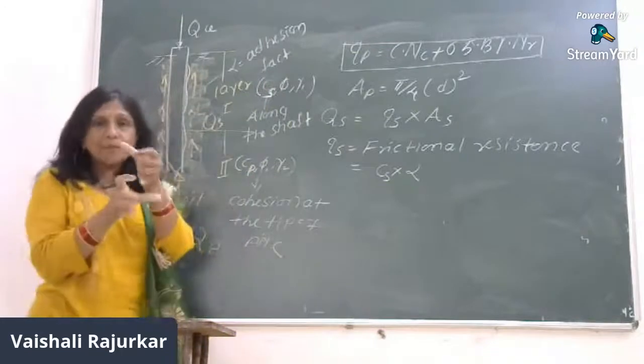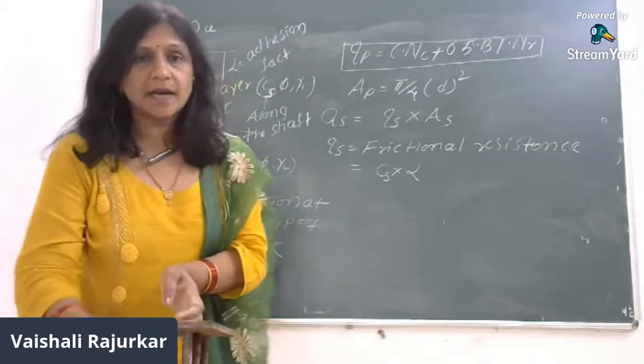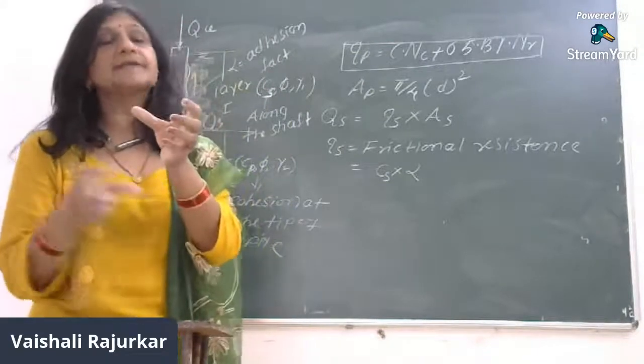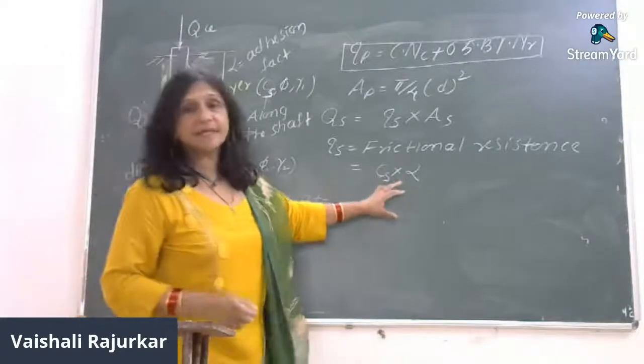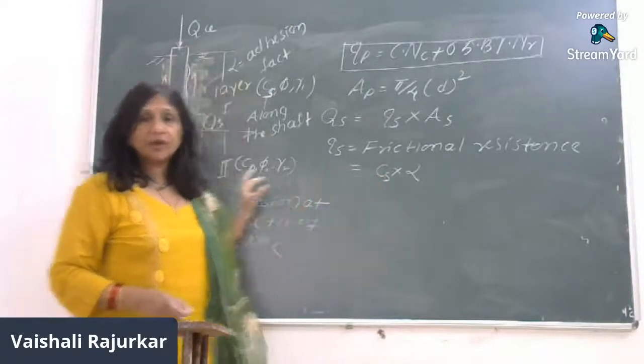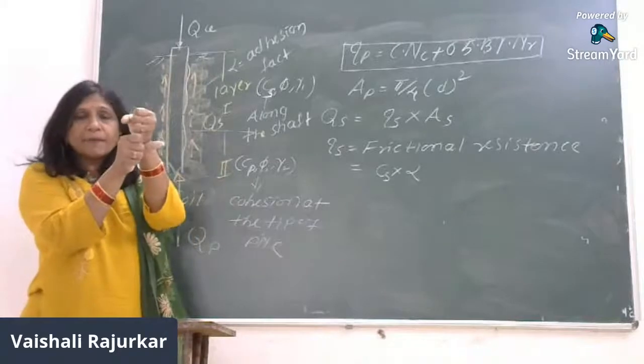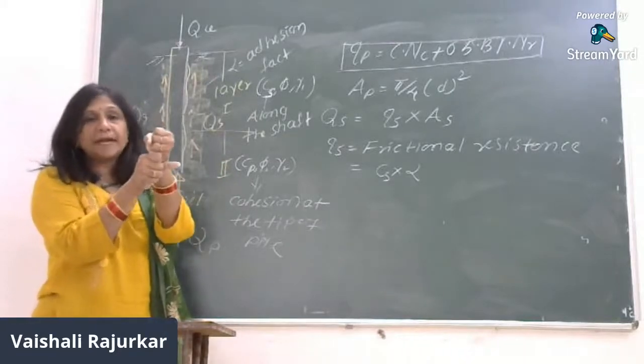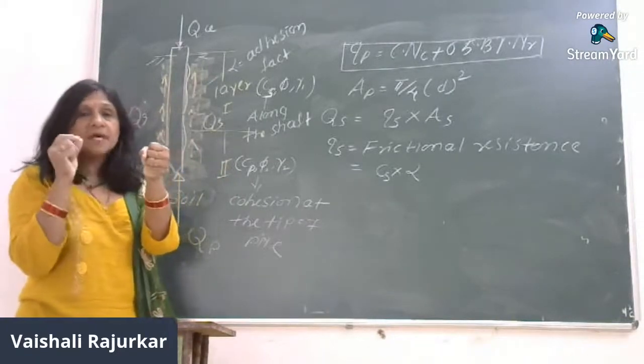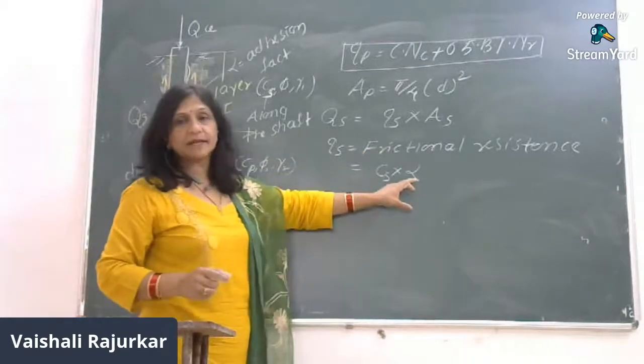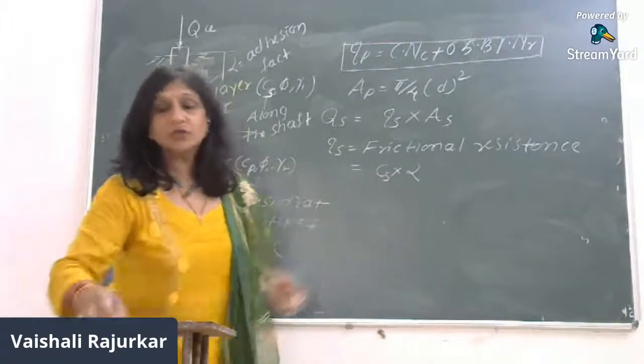Because there is no proper contact between the pile and the surrounding soil, this alpha comes into the picture, where alpha is basically the reduction factor. We cannot assume that there is a proper 100% contact between the pile and the surrounding soil, therefore some reduction factor alpha is taken into consideration. Right?